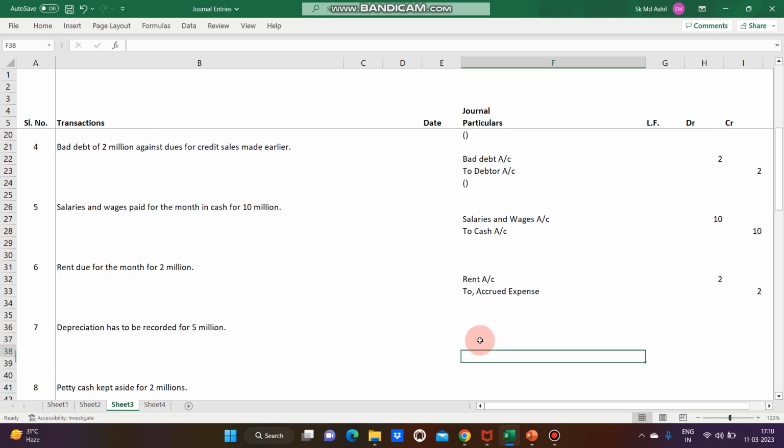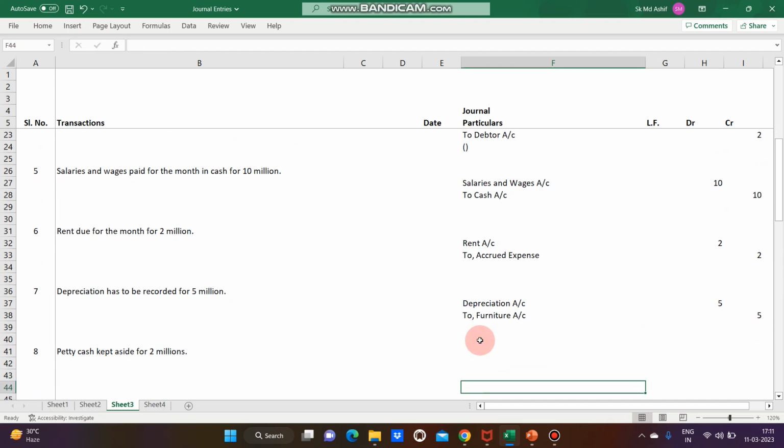Next entry, depreciation has to be recorded for 5 million. Depreciation being an expense account will be debited. If there is an accumulated depreciation provision already created, then the same account will be credited. Otherwise, even the furniture account can be credited. So right now I'm assuming there is no such provision account created, so I'm crediting the furniture account because there is a decrease in the value of the asset.